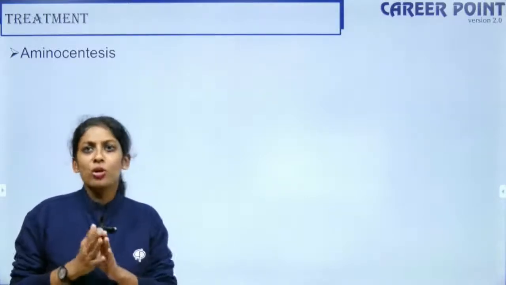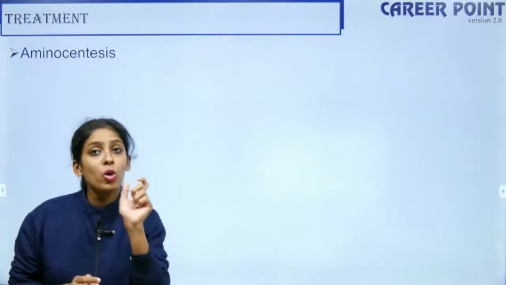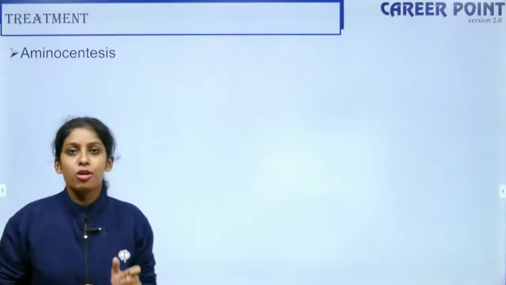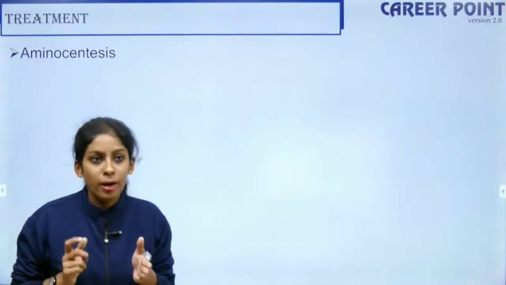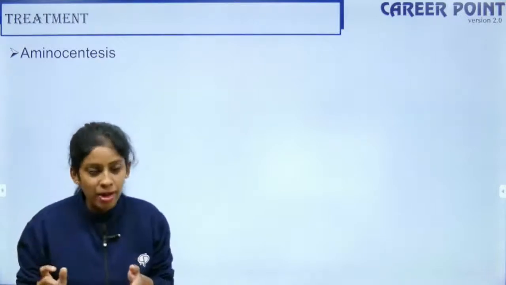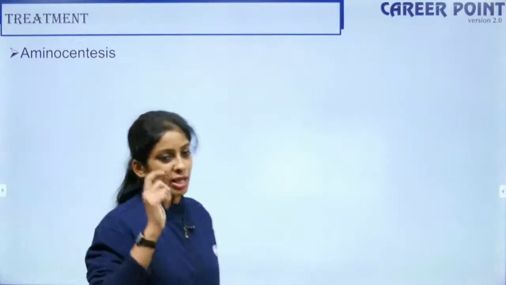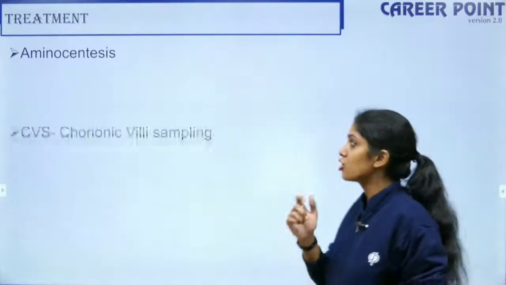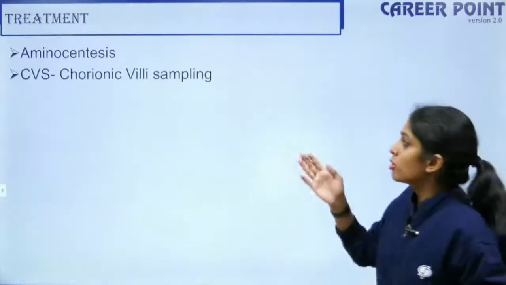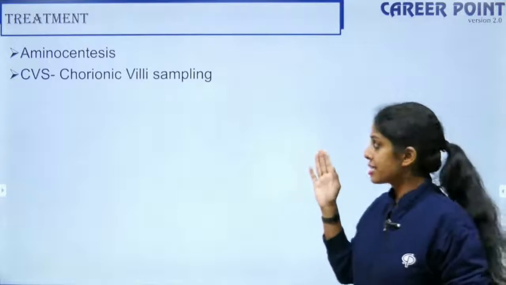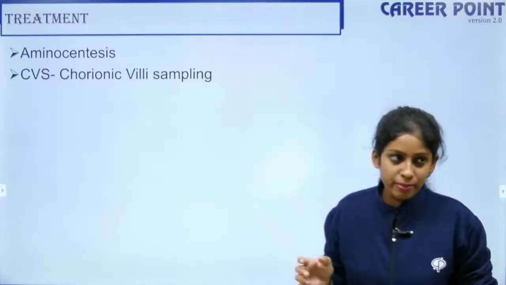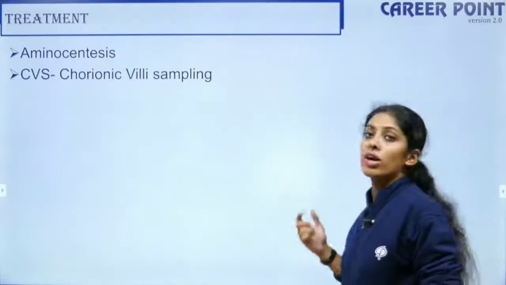Ma'am, we only know the chromosome structure. How do we know the particular protein? Yes, it is possible. They test for certain important proteins which are important for development. So with the help of amniocentesis they find out whether the child is normal or not. We can also do CVS testing, that is chorionic villi sampling.